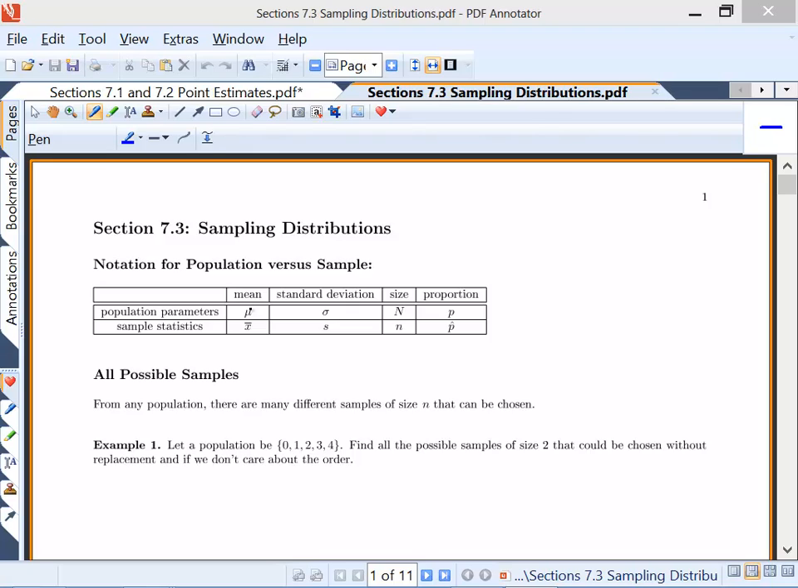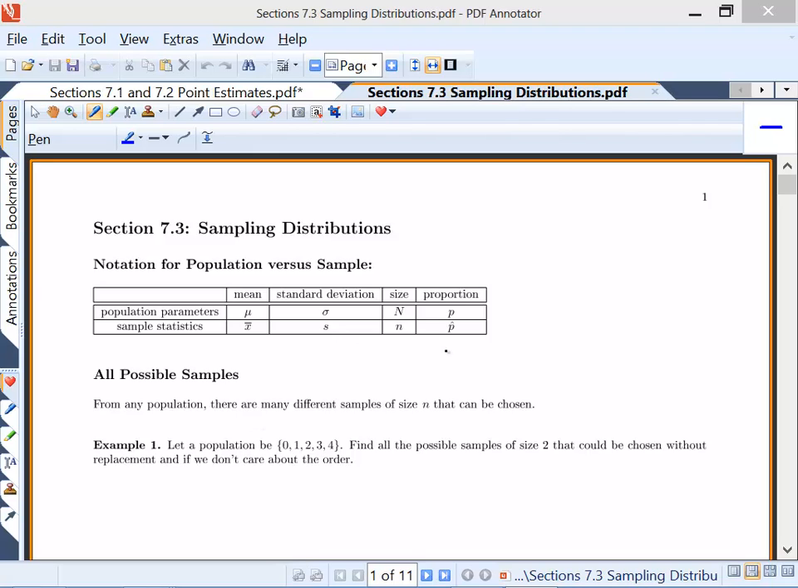So our population parameters are: mean is mu, standard deviation sigma, size. We very rarely actually know the size of our population, but if we did, we could call it capital N, and our proportion would be P. And then sample statistics are X bar, S, n, and P hat.